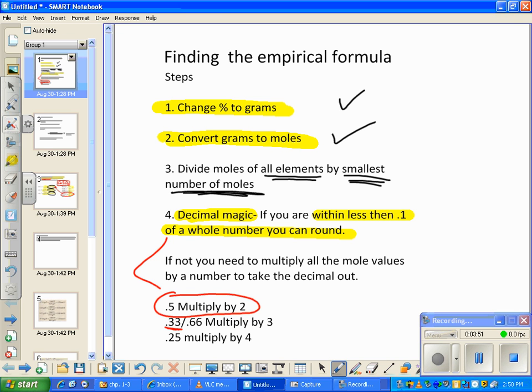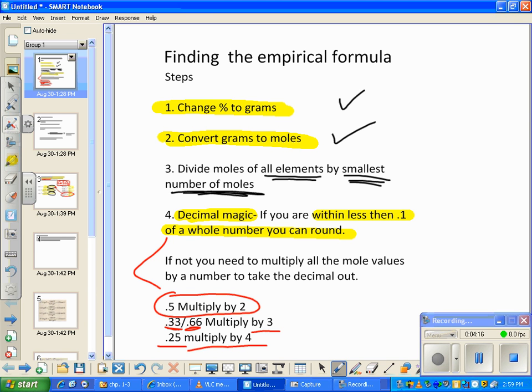If you ended up with 0.33 or 0.66, you have to multiply by 3. If you end up with 0.25 left over after you divide by the smallest number of moles, you would multiply by 4. And then sometimes you might get one that requires a larger number than that, but it's pretty rare. So that is how we find an empirical formula.